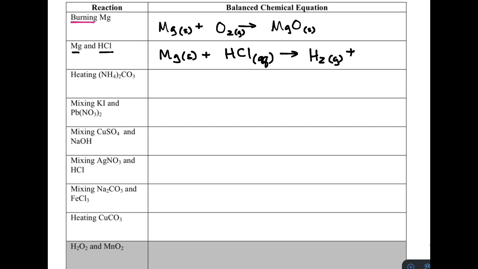And the way we show that, and again, you can't know this, so this is one of those things you just have to learn through practice. You know there's Mg, and there's also chloride ions, Cl.